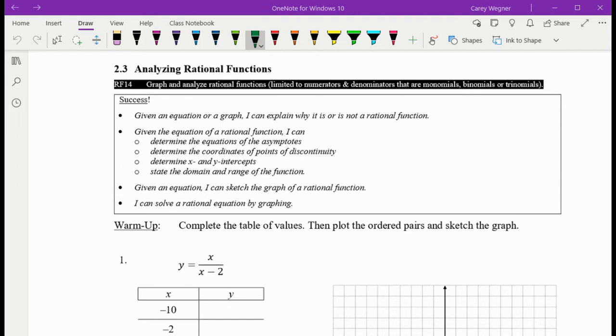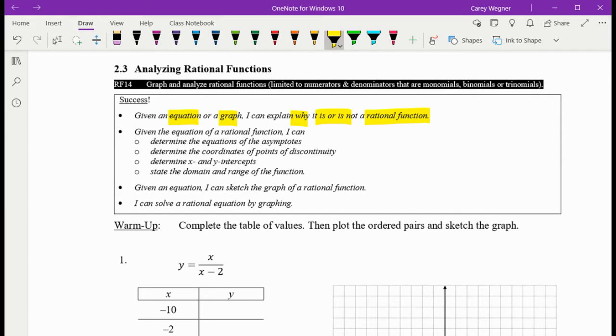So as you look here, you will see a number of measures of success. Let me walk through these with you. Some of them may not make sense just yet, but we'll talk about them as we get started. To begin with, if we're given an equation or a graph, we want to be able to explain why it is or is not a rational function. So, we want to be able to recognize rational functions from their equations and also from their graphs. Graphs sometimes are tricky, but we'll see why as we get into today's lesson.